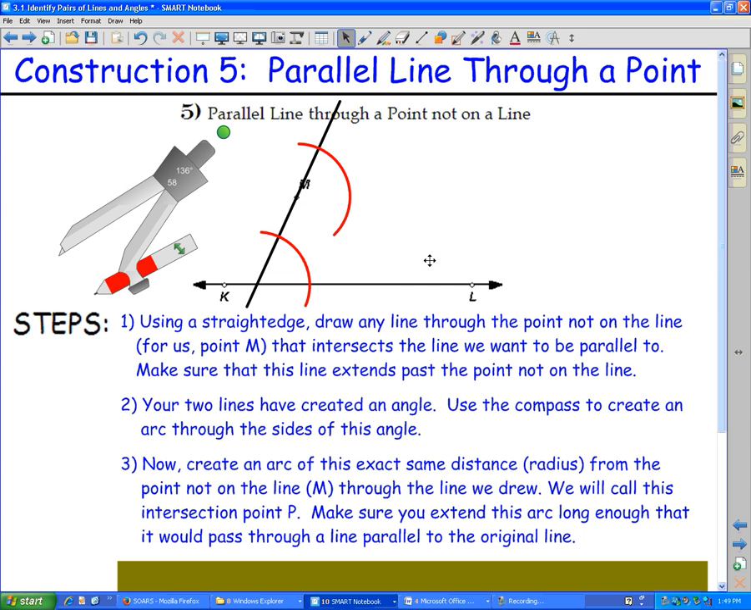So here's what we've got now. I'm just summarizing the first 3 steps. Make a line that goes through the point and through the line itself. Then we make an arc at the angle that we created, and then we go up to the point that was not on the line, and we make that exact same arc. That's where we are. Okay, let's see where we go from there.